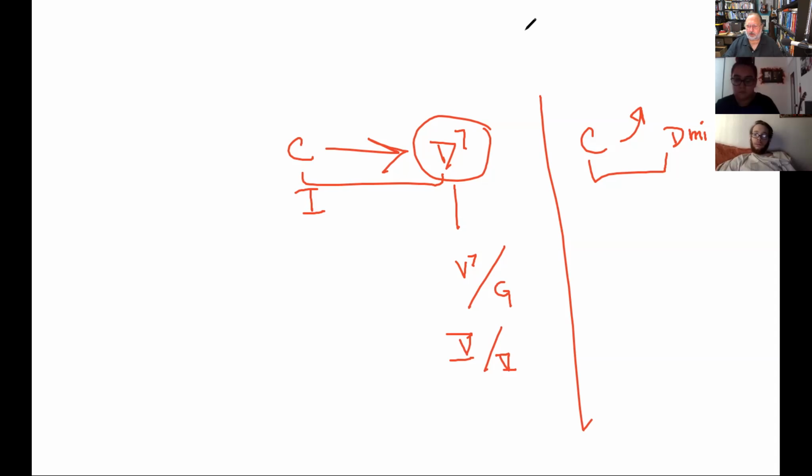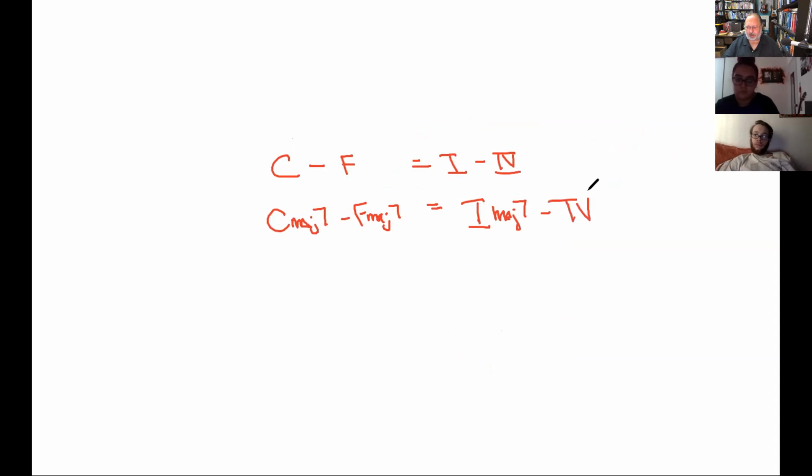Same thing with the 4 chord. If you go C to F, that's a 1 to a 4 progression, right? And if we're using 4-part chords, that'd be C major 7 to F major 7 in the key of C, right? And that equals a 1 major 7 to a 4 major 7. That's diatonic to the key of C, right?